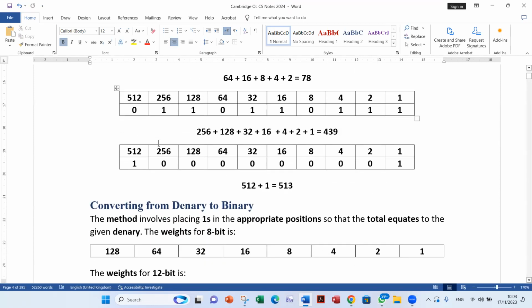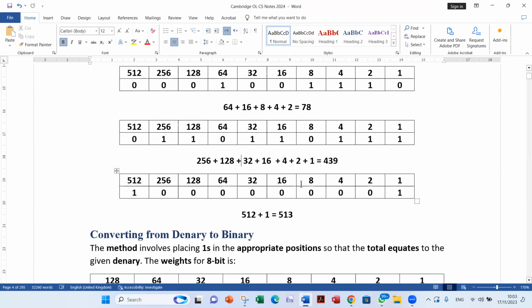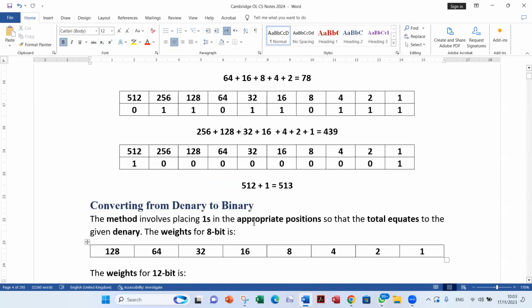The method involves placing ones in the appropriate positions so that the total equates to the given denary number. The weights are the same whether you are dealing with 8 bits, 4 bits, 10 bits, or 12 bits. However, the process will be the reverse. The weights for 8 bits are 1, 2, 4, 8, 16, 32, 64, 128.